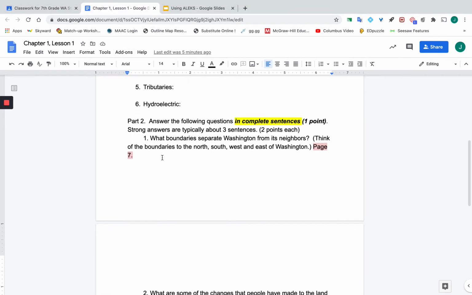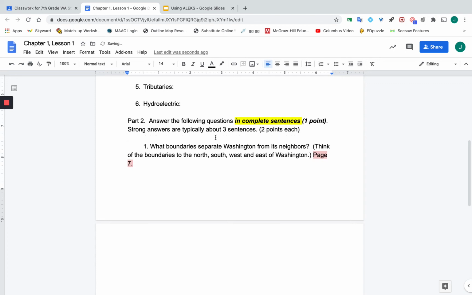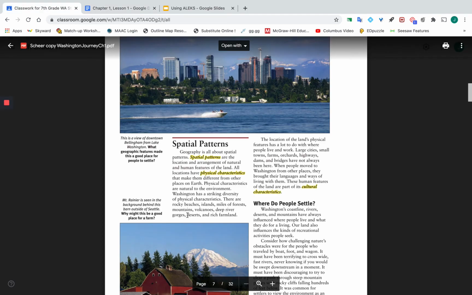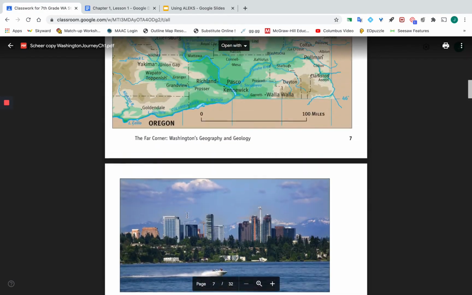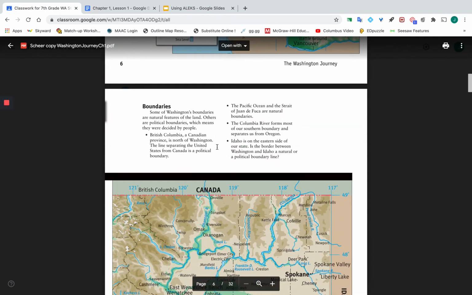And then Part 2 on these worksheets is usually about 4 to 5 questions, and you want to answer them in complete sentences. A strong answer is typically 3 sentences. So the question here is, what boundaries separate Washington from its neighbors? And to get you going on this, I put page numbers when it was applicable. So that's on page 7. You go back to your book, find page 7, and there are the 4 boundaries.